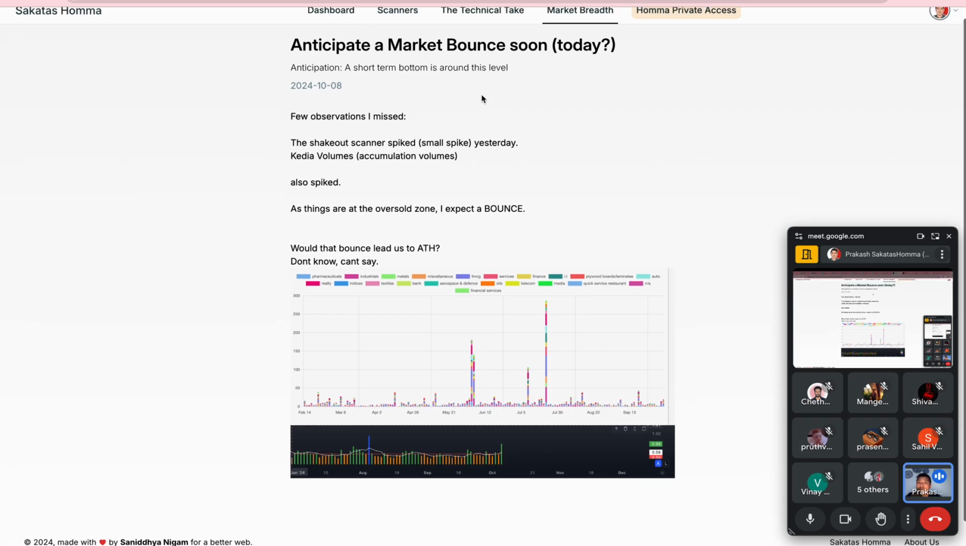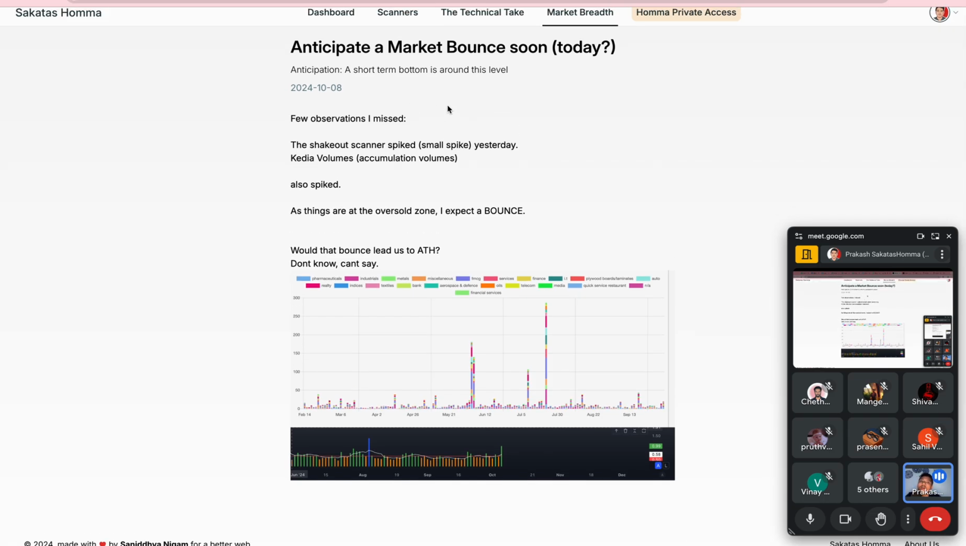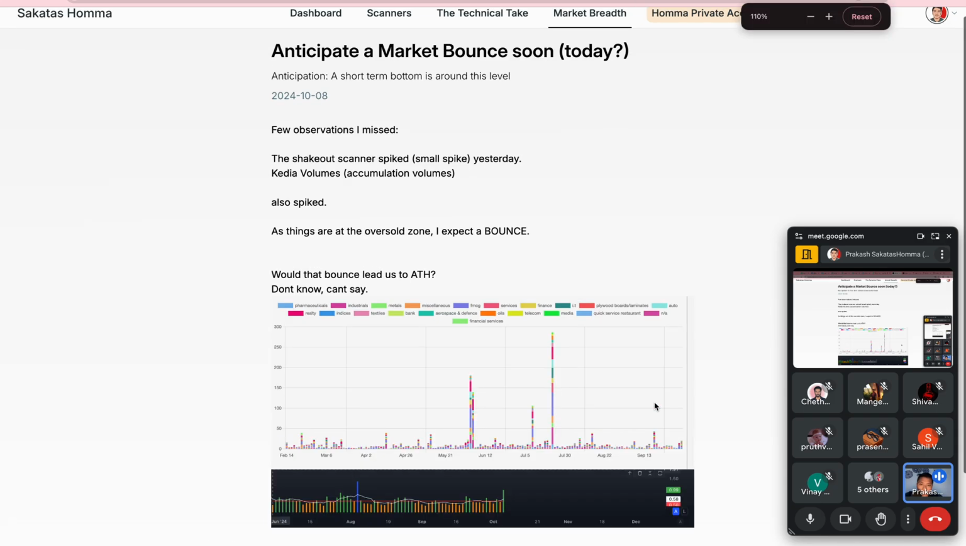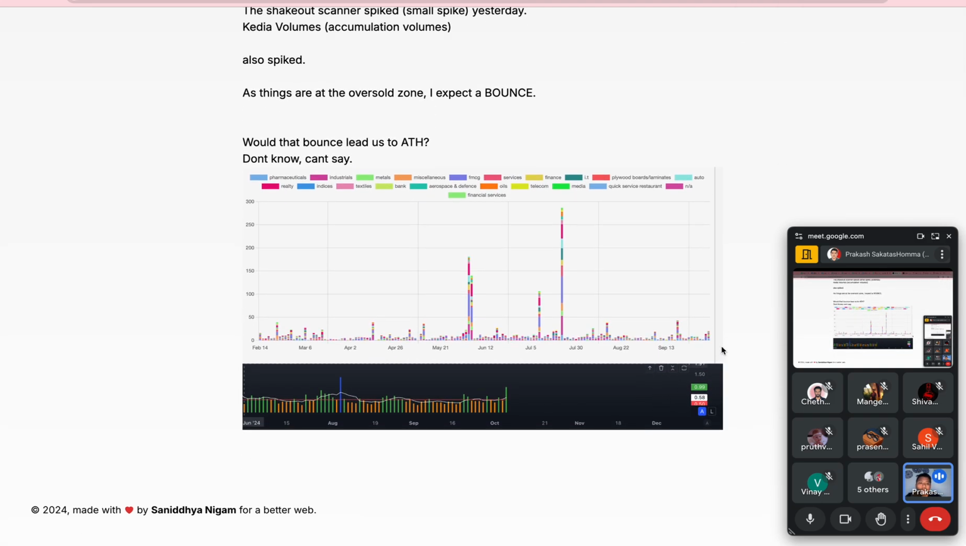what I saw was two things, and these were the two things which I had already discussed on Friday, that these were the things I would be looking for. So the shakeout scanner had spiked, albeit the spike was smaller here. If you can see, let me make my screen a bit bigger. So this was the scanner, and this was on Monday. Friday was a very tiny thing, so we could not call that a spike, but Monday also there is something, right? And today even more.